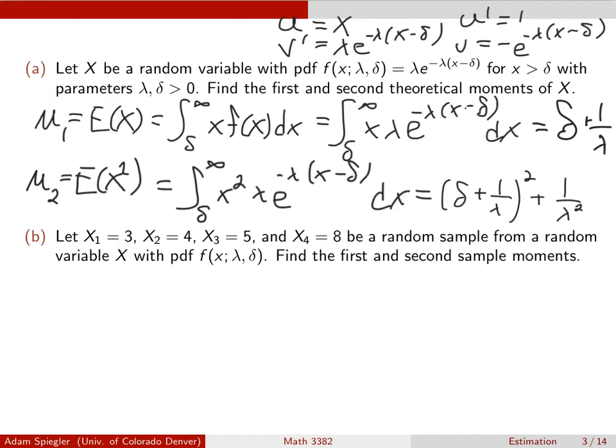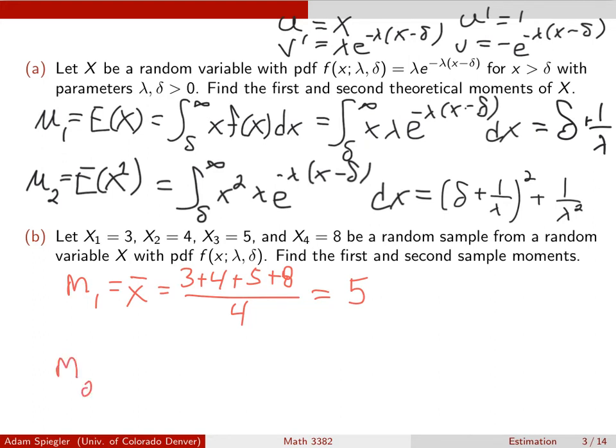And if I wanted to calculate the corresponding first and second sample moments, which is being asked in part B, where now we have a sample where the first value is 3, the second value 4, and 5, and then 8, well, these go much easier, right? So our first sample moment M1 is just the sample mean x bar. So for that, we would take the 3 plus the 4 plus the 5 plus the 8, divided all by n, which in this case is 4, and that gives us first sample moment equal to 5.